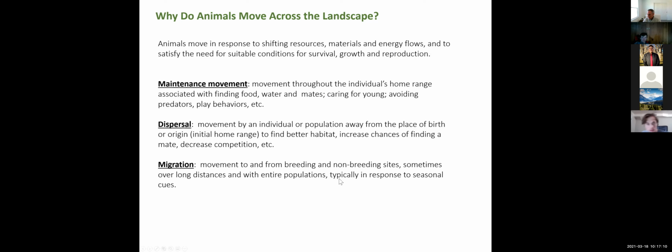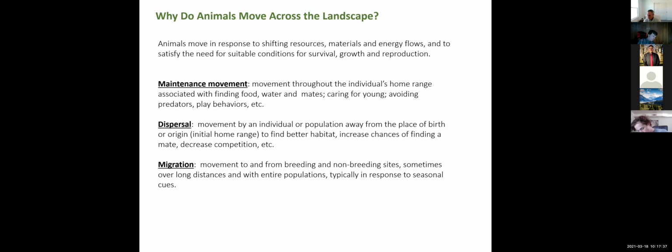There are three general types of movement that are undertaken by animals. The first one is maintenance movement, which refers to the day-to-day movements that are needed by an organism to survive and thrive, such as finding food and mates, parenting behaviors, play behaviors, avoiding becoming prey to predator species, and so forth, right? So those are known as maintenance movements.